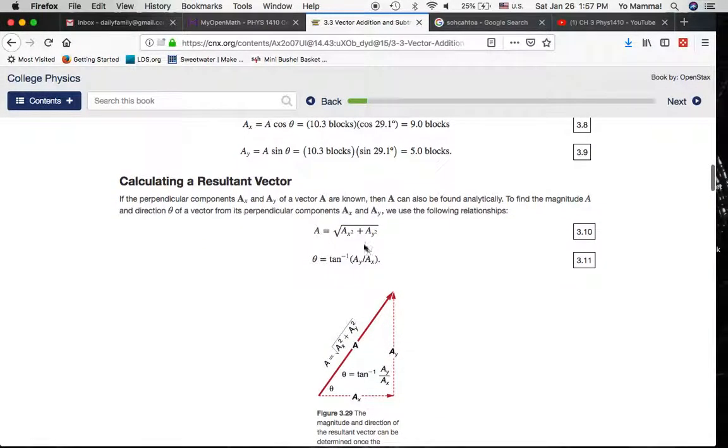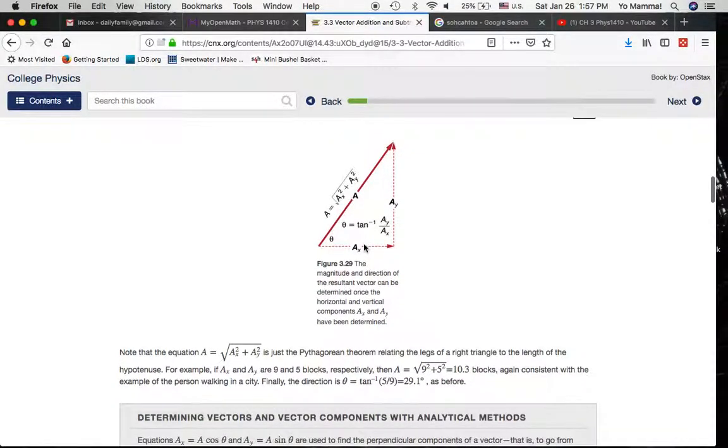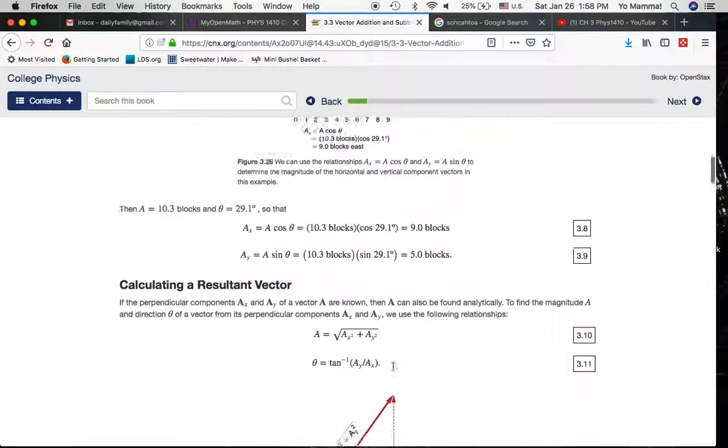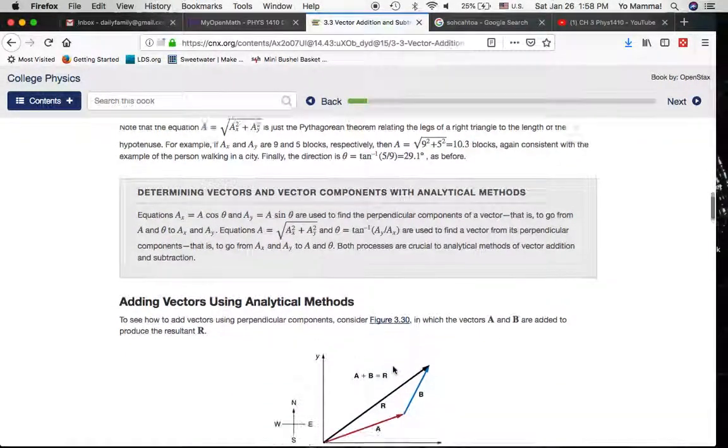And if you want to check that 10.3 to see if it works, you could square the 9 and 5 and add them together, but that's how we did it to begin with. So anyway.